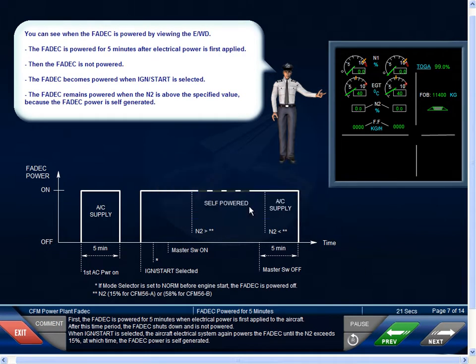First, the FADEC is powered for 5 minutes when electrical power is first applied to the aircraft. After this time period, the FADEC shuts down and is not powered. When ignition start is selected, the aircraft electrical system again powers the FADEC until the N2 exceeds 15%, at which time the FADEC power is self-generated.